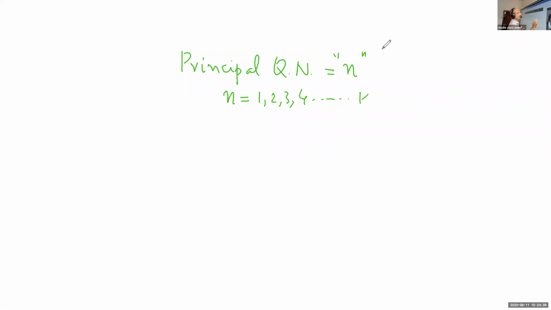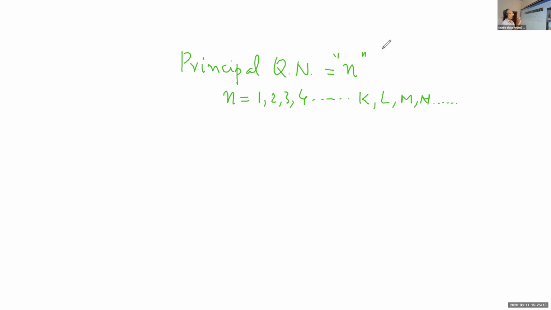These correspond to K, L, M, N, etc. shells. So we can say the principal quantum number is the number of the shell. If we get the principal quantum number n, we can come to the shell. So it gives an idea of the shell, the orbit.